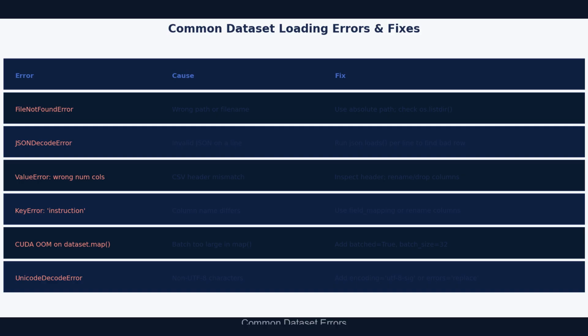CUDA out of memory during map means your batch size is too large. Add batched=True with batch_size=32. Unicode decode error means non-UTF-8 characters in your file. Specify encoding="utf-8" or set errors="replace".